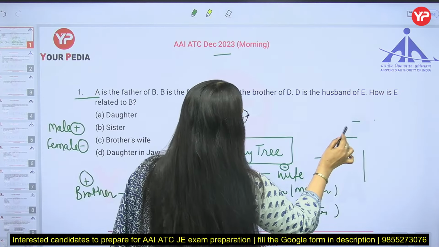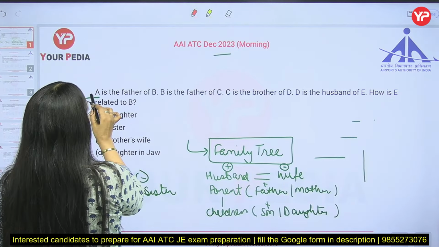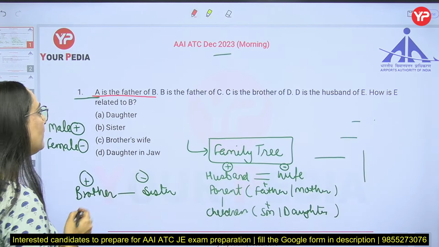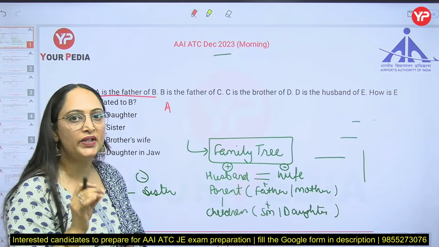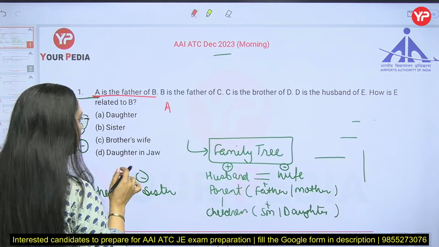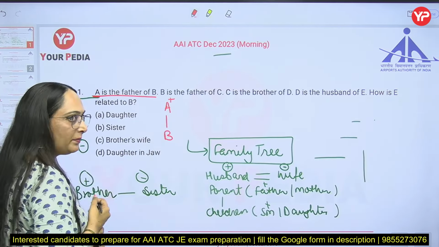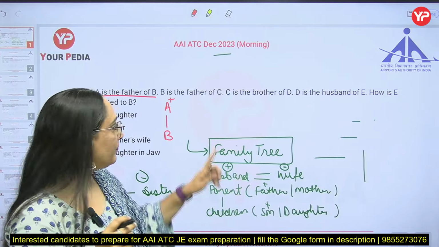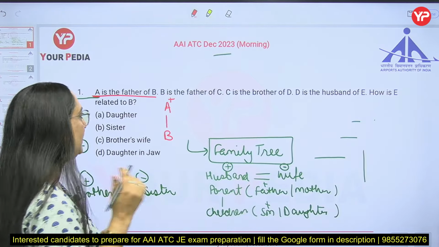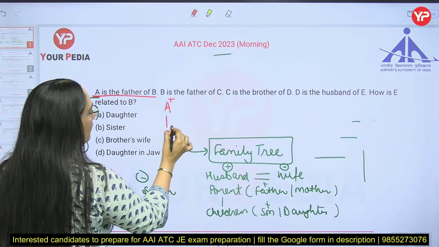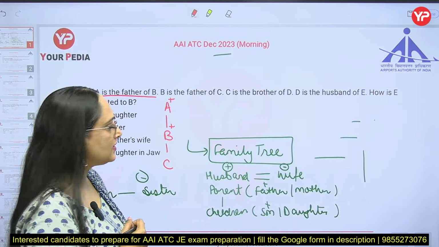Let's draw this question. It says that A is a father of B. Now A is a parent, so there is a generation gap between A and B. We use one vertical line to draw the relationship between A and B. A is a father, so A is a male, so we use the plus sign. Next, B is a father of C. The gender of B is given, but the gender of C is not given.